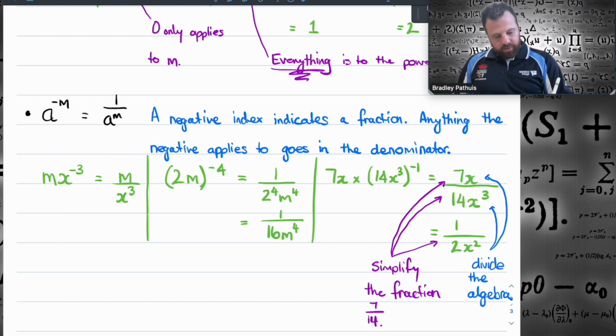This one here, 7x times 14x cubed to the negative 1. Everything here goes in the denominator, so I write it in its denominator. But then when I look at it, now I apply the division laws that we did earlier. 3 take away 1 is 2. The most x's were in the bottom, so I write the x in the bottom. And I need to simplify 7 over 14. 7 over 14 equals half. If we're not sure what 7 over 14 equals, we can type that on our calculator and press equals.